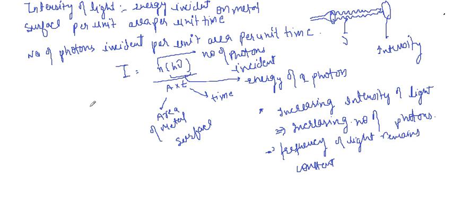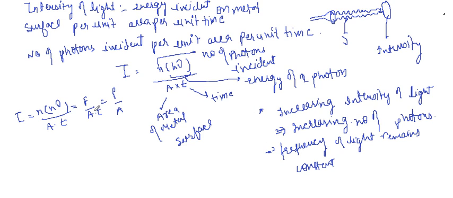So if we proceed further, I equals N into h nu divided by area multiplied by time. Now N into h nu is force. It is the force divided by area per unit time. Force per unit area is pressure.